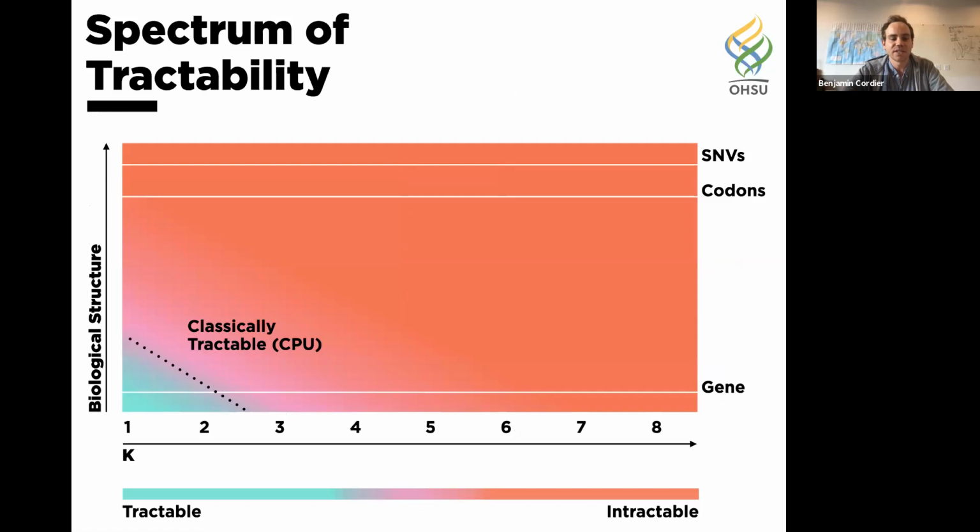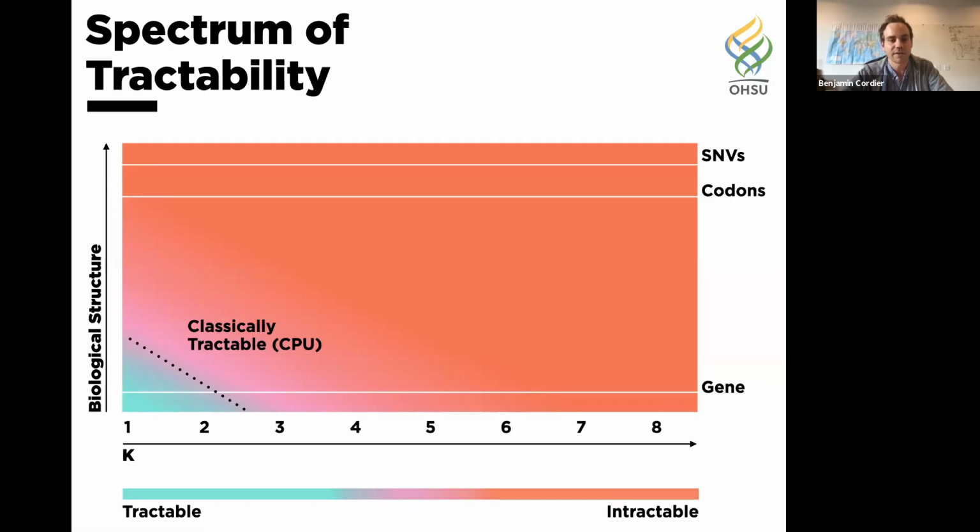So we have this K term, the size of the combinations that we allow, and then the biological structure where we have genes, codons, and then single nucleotides at the top. And right now, we see that classically, this is what's tractable with a CPU. We can get roughly to the gene level, and we can do it with a K of 2.